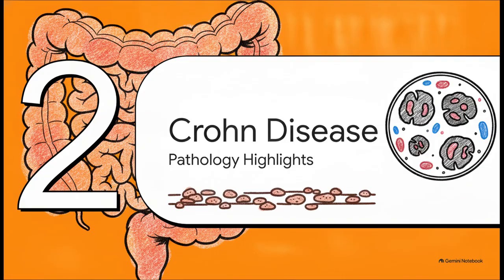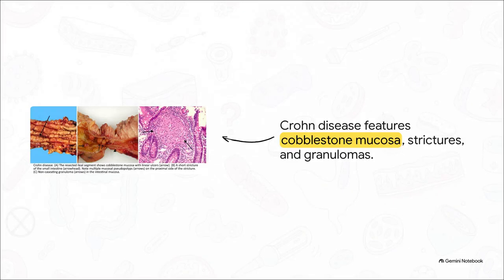Moving right along to Section 2, Crohn's disease highlights. When we look at the gross specimens for Crohn's, notice how the transmural inflammation, and by transmural I mean it goes through the entire thickness of the bowel wall, leads to these deep, linear, knife-like ulcers. When those longitudinal ulcers are crossed by short transverse ulcers, you get that absolutely classic cobblestone appearance. It literally looks like a cobblestone street.